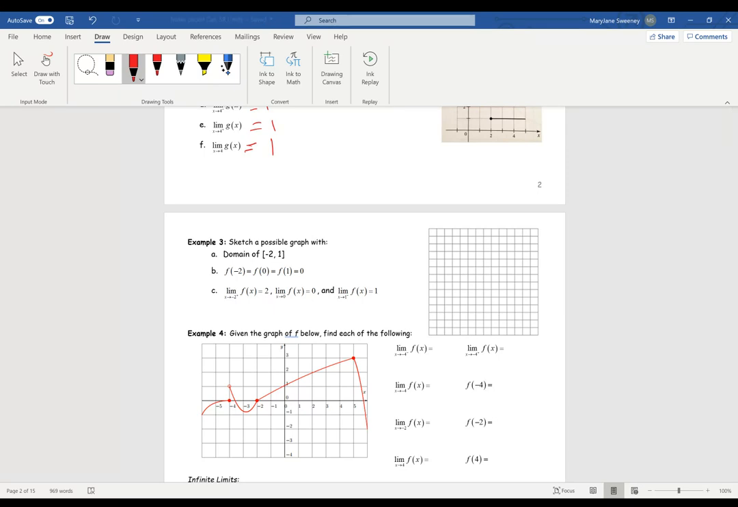Next, I want you to sketch a possible graph with the domain from -2 to 1. They say f of -2, f of 0, f of 1 all equal 0. That means (-2, 0), (0, 0), and (1, 0) are all points. And then they say the limit of f of x as x approaches -2 from the right is 2. The limit of f of x as x approaches 0 is 0. The limit of f of x as x approaches 1 from the left is 1.